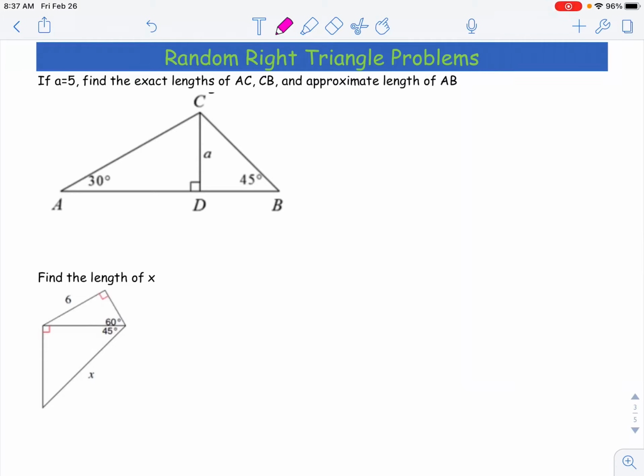All right, so now we have random right triangle problems, two of them. All right, so A is 5. We're going to find the exact length of AC and CB and the approximate length of AB.